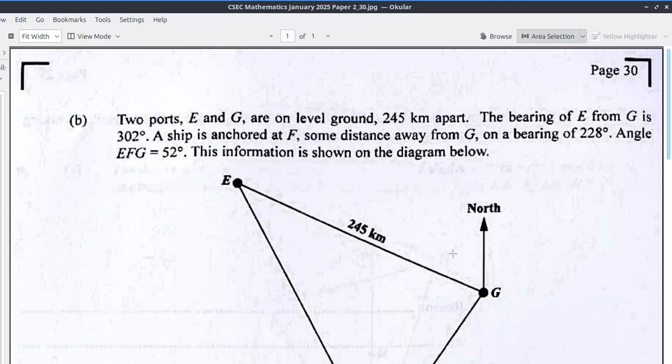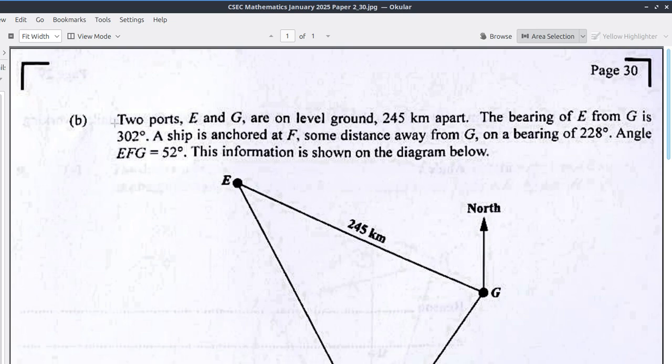We had reached part B of question 9 of the January 2025 CSEC Mathematics paper 2, and I had asked you to work it out as your homework. Have you done that? What are your answers? Let us see what is going on here now.